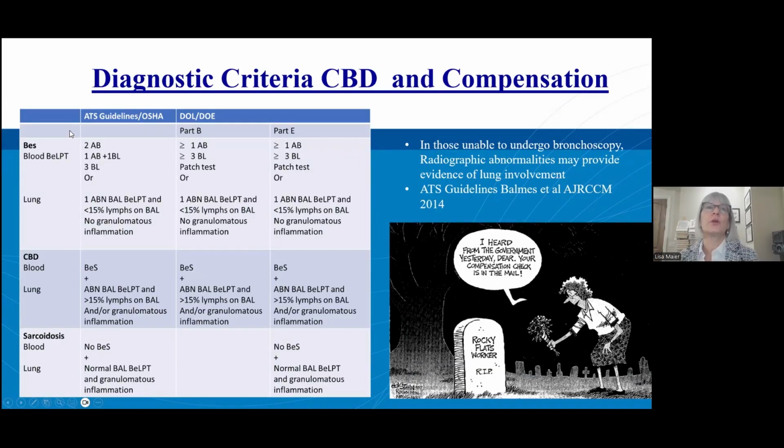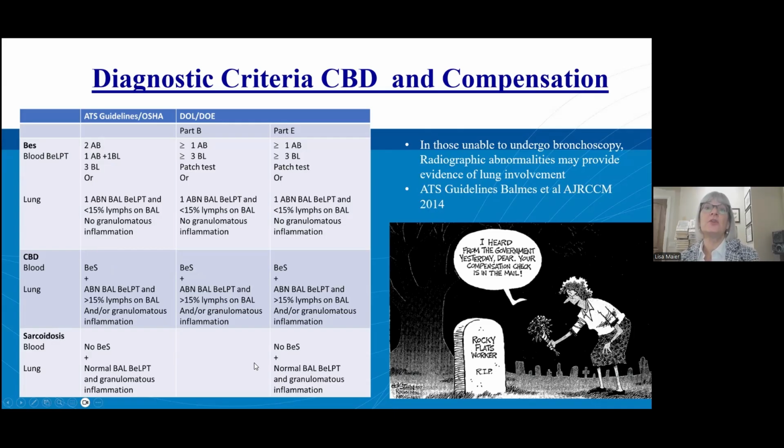For OSHA, there is a more conventional, clinical sense of what causes sensitization: you've got to have more than one test. The Department of Labor and Department of Energy do not require that. People can get medical benefits with one abnormal lymphocyte proliferation test. The requirements for chronic beryllium disease are pretty similar.